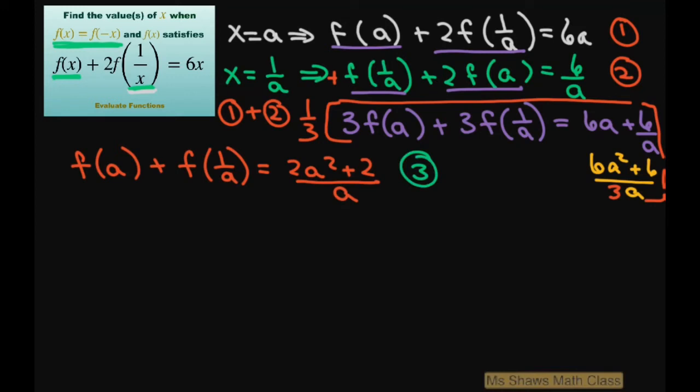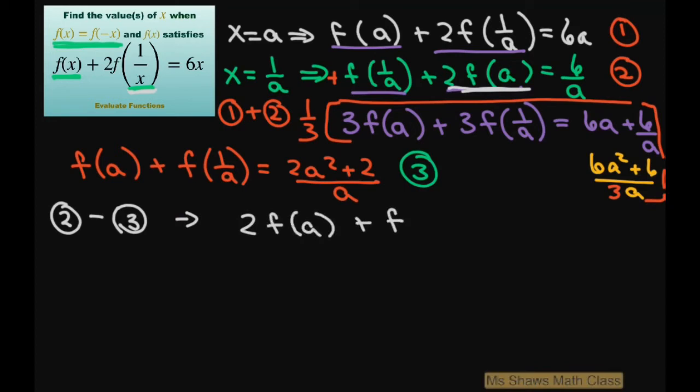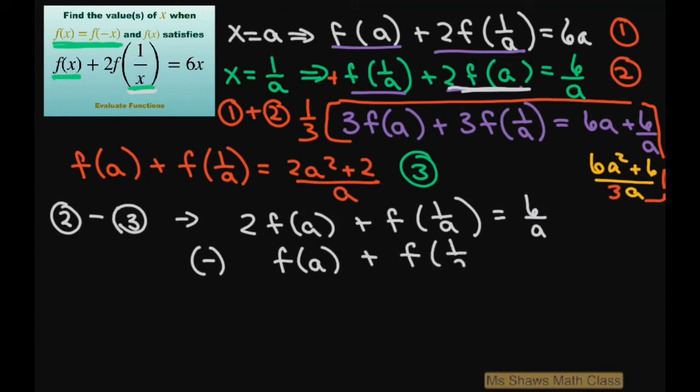All right, from there, I can now solve by subtracting 3 from 2. I'm going to take 2 and subtract 3, and I'll show you what I mean. So you take 2. I'm going to go ahead and write this one first. So you're going to have 2f of a plus f of 1 divided by a equals 6 divided by a. And we're going to subtract number 3, which is f of a plus f of 1 divided by a equals 2a squared plus 2 divided by a.